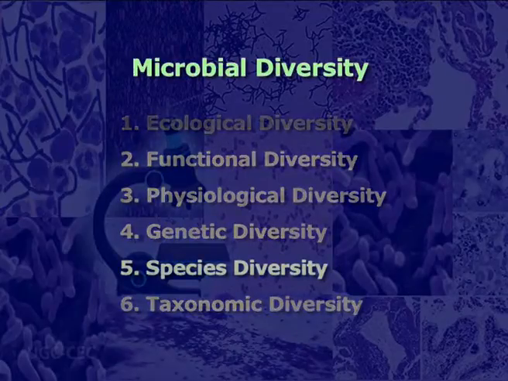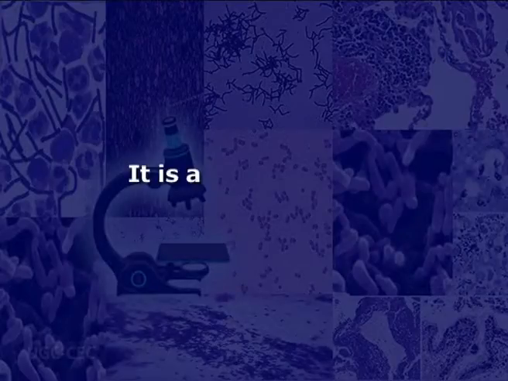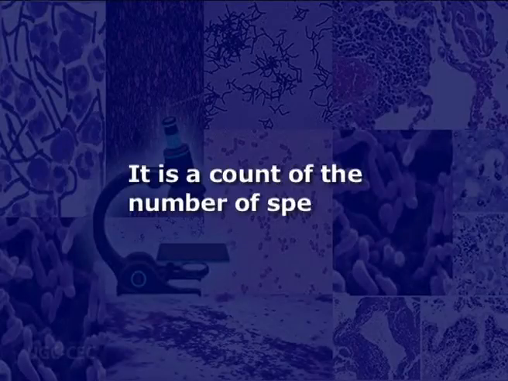Of course, due to various methods of gene transfer in bacteria, sometimes it creates problems in classification and taxonomy of the microorganisms. Next we see species diversity. It is a measure of entropy of the community, that is, an index of diversity measures the degree of uncertainty within a particular microbial community. It is a count of the number of species.